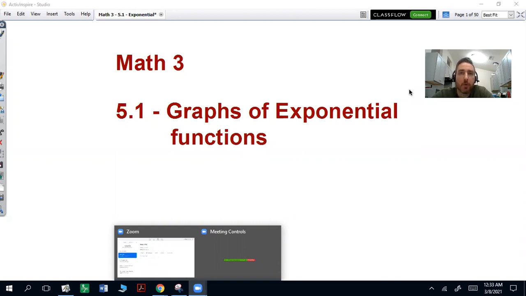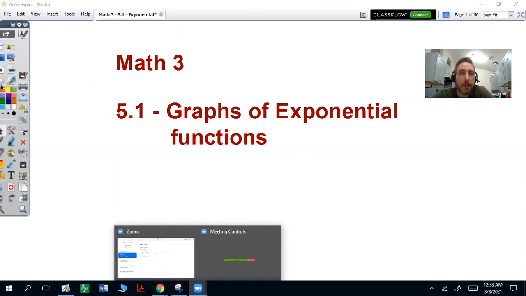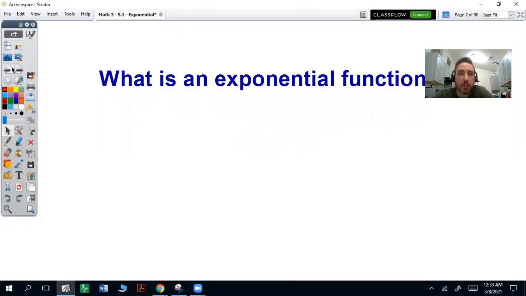Hopefully you know a little bit about what exponential functions are, but let me give you a quick overview if you do not. Exponential functions are functions that increase rapidly. They take your previous value and they multiply by a constant amount each time.